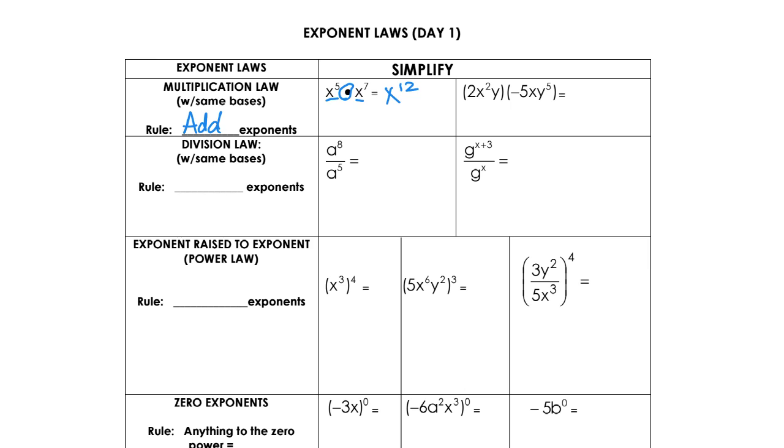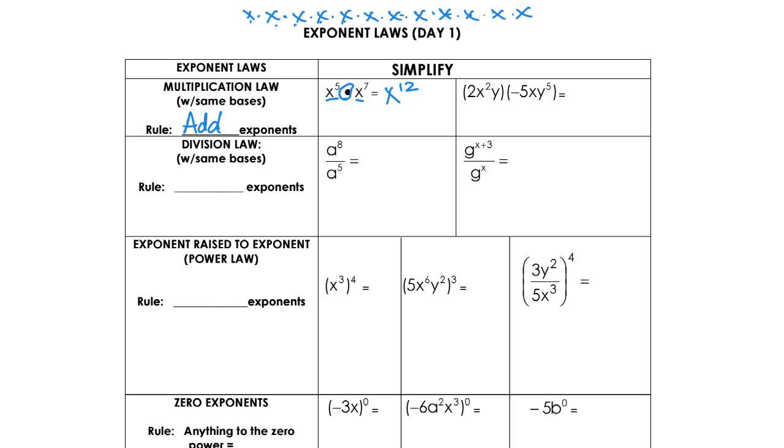And if you do forget the properties, you can always write them out the long way too. For instance, x to the 5th really means x times x times x times x times x, times x to the 7th, which is 7 more of these. And if you count 1, 2, 3, 4, 5, 6, 7, 8, 9, 10, 11, 12, you can see where the property, the little shortcut, comes from.